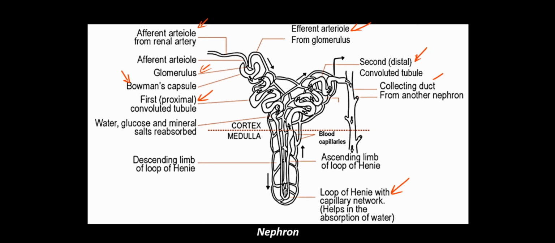The efferent arteriole forms a network of capillaries over the surface of the uriniferous tubule as it leaves the glomerulus. So this is all about the basic structure of the nephron, which is the functional unit of the kidney.